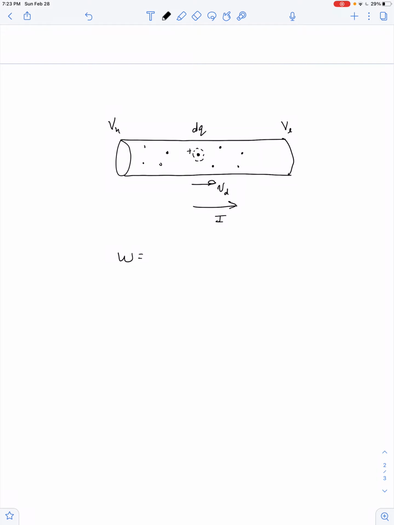Work is equal to force times distance. If the charge started all the way on the left end of the wire at point A and drifts to point B, then it's drifted a distance of L, and the force is QE. Well, I guess dQ times E is the force.